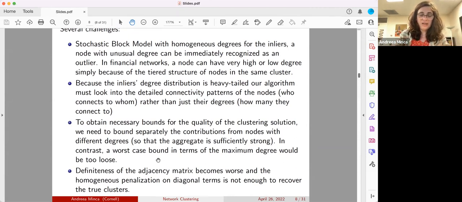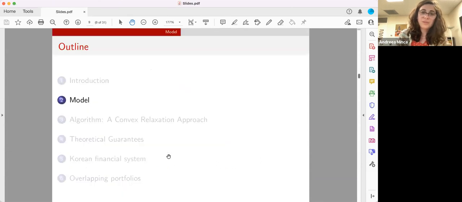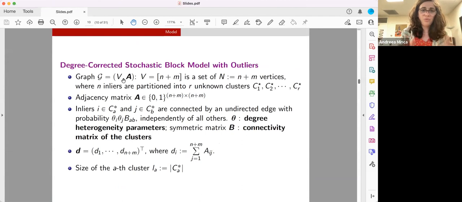And because of heterogeneity, in contrast to previous work where there was a homogeneous penalization on diagonal terms, in this case the definiteness of the adjacency matrix will become worse, and then we need to make sure that the penalty terms that we introduce in our algorithms account for the degree. So you cannot use the same homogeneous penalization for all nodes. So just let me dive into a bit of notation.